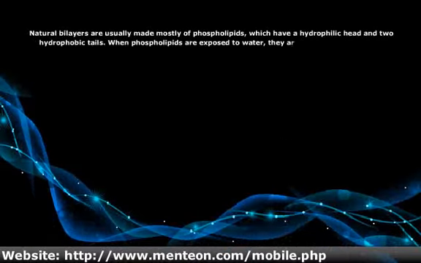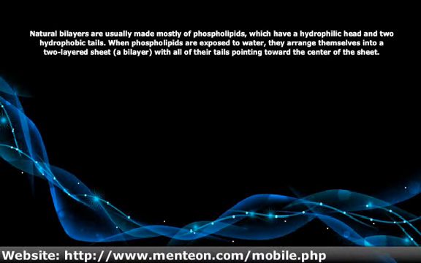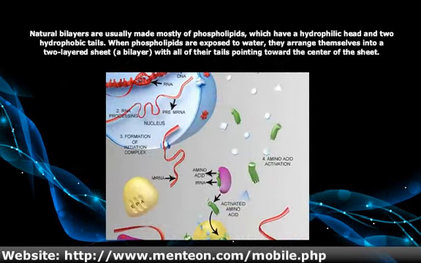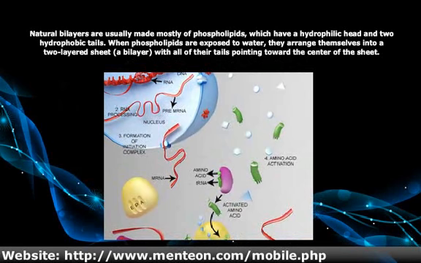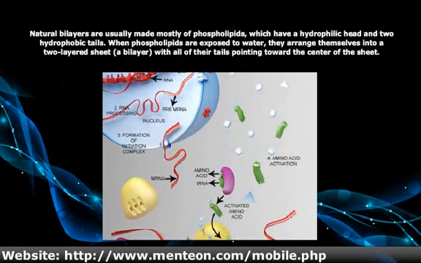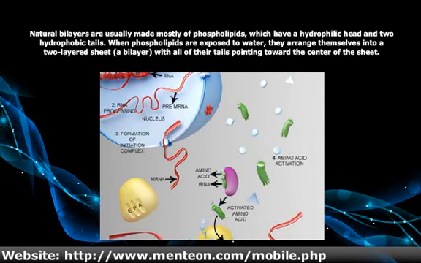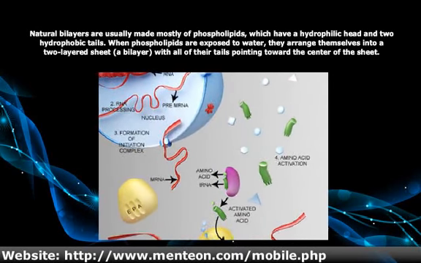Natural bilayers are usually made mostly of phospholipids, which have a hydrophilic head and two hydrophobic tails. When phospholipids are exposed to water, they arrange themselves into a two-layered sheet, a bilayer, with all of their tails pointing toward the center of the sheet.